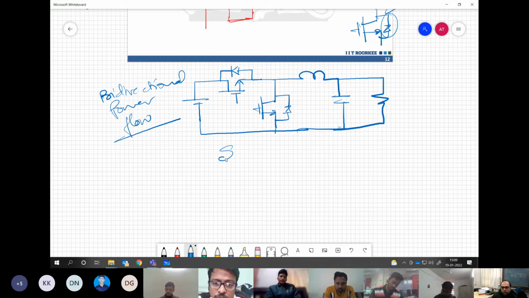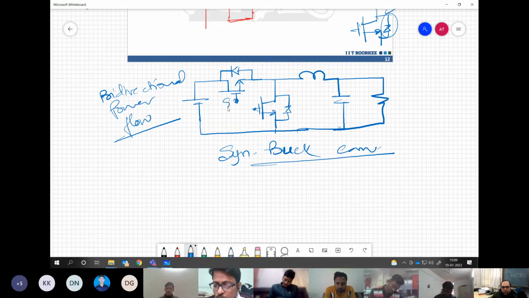This is also called a synchronous buck converter, where these two switches are operated in an alternate manner. If you are giving signal S to this, then signal S bar will be given to this, so that it is turned on and can conduct the current. Fine. This is clear to all of you, right?